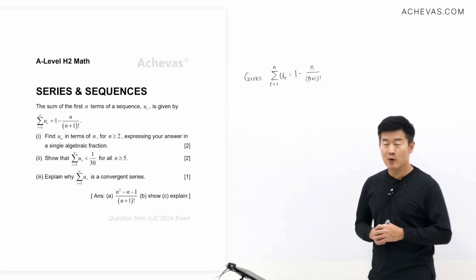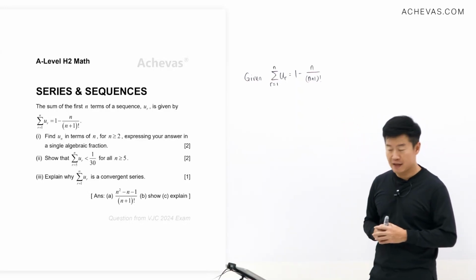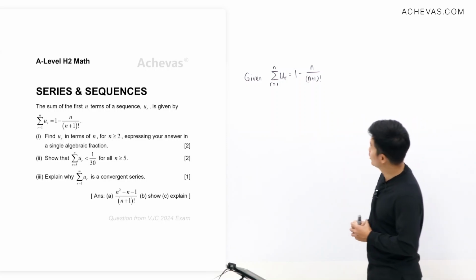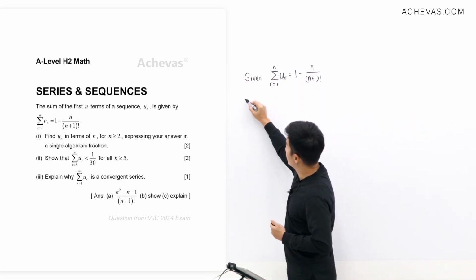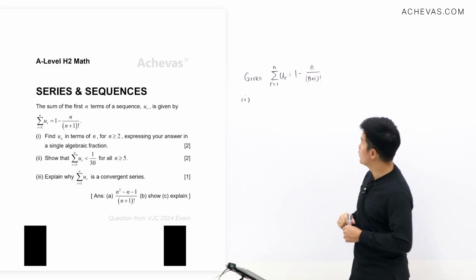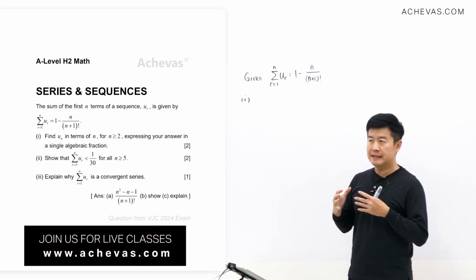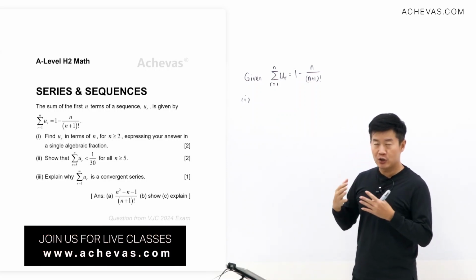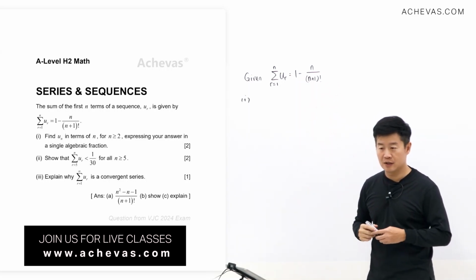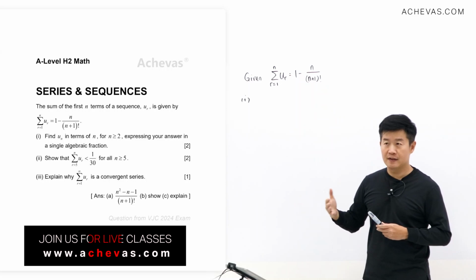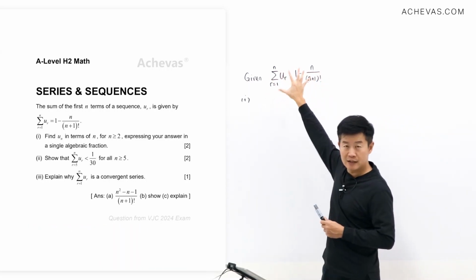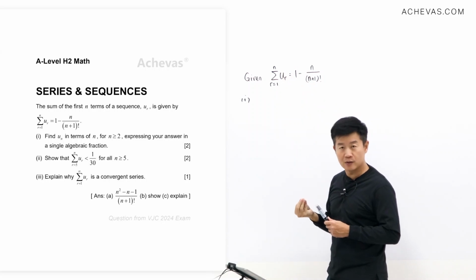In this series and sequence question, we are first given that the summation of Ur is equal to 1 minus n over (n plus 1) factorial. And in part 1 of the question, we are supposed to find the expression for Un. One of the ways that we can try to relate this to what we have learned in our series and sequences in AP and GP is maybe to just take a look at this summation using another notation.